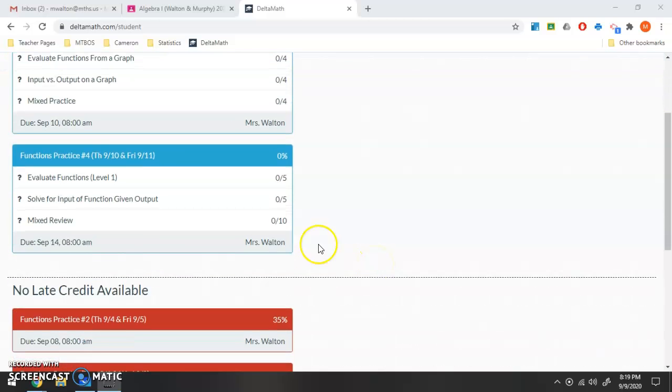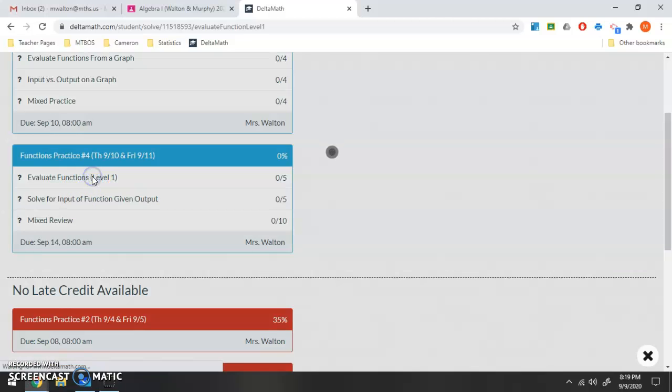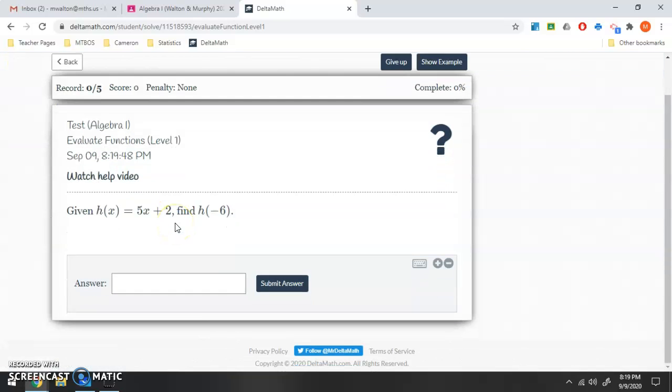Today, I would like to go over function practice number 4 with you guys, just so we are all on the same page here. So I'm going to do a problem, you'll do a problem, and we should be all set to go. All right, first one is evaluate functions level 1. We have already talked about how to evaluate functions on a graph, on a table, on a mapping. Now we're going to use it with an equation.